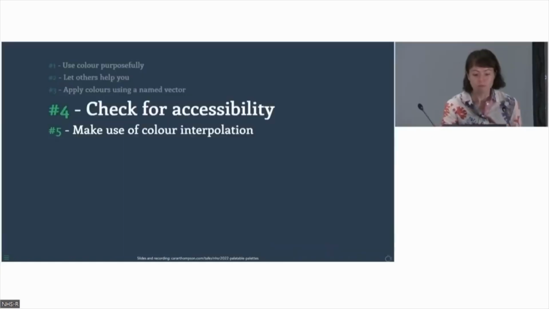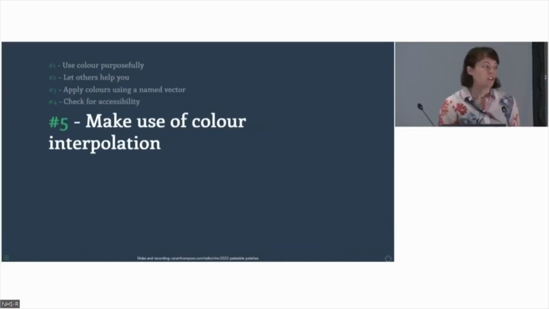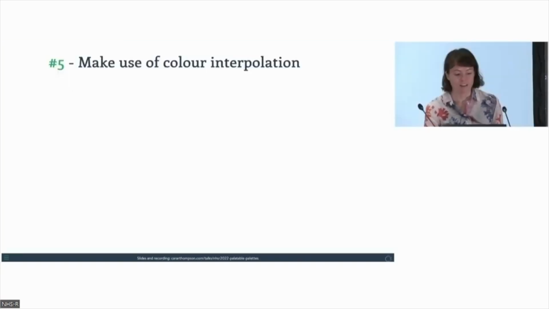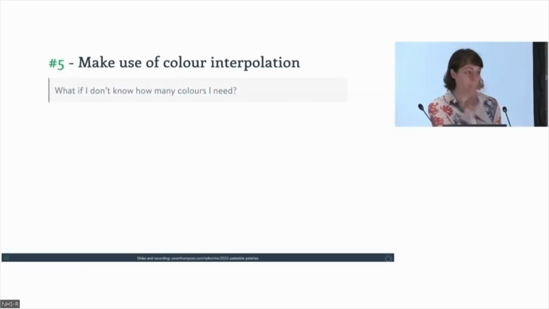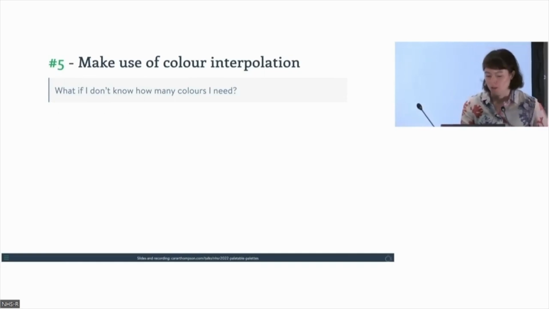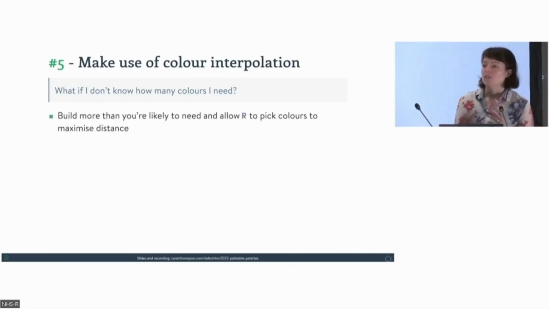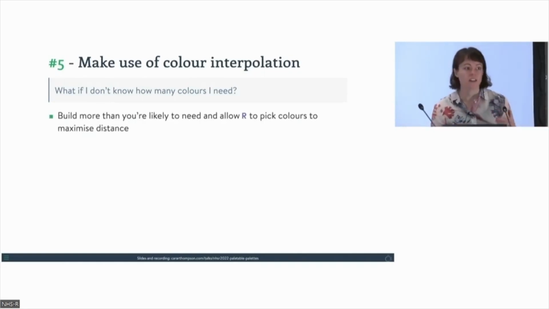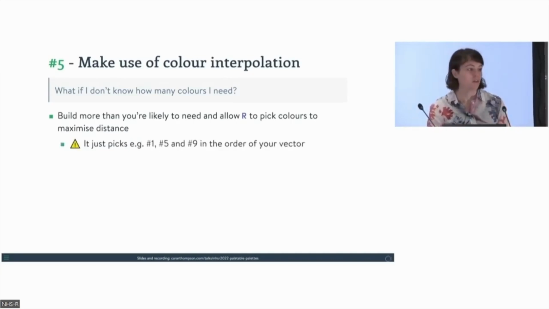Final thing, make use of interpolation, and this answers the question that we were talking about yesterday with one of our colleagues. What if you don't know how many colors you've got to use, and you want to create a consistent palette across your plot? One thing that you can do is create a vector that has more colors than you're going to need, and get R to pick between them to maximize distance.